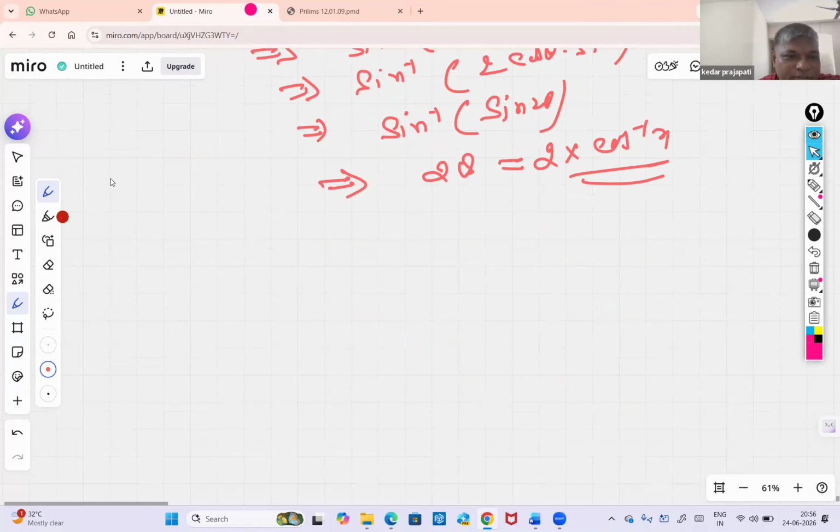So this question has come multiple times, Dheeraj. Okay? That first question we did is sine inverse of 2x root over 1 minus x square.